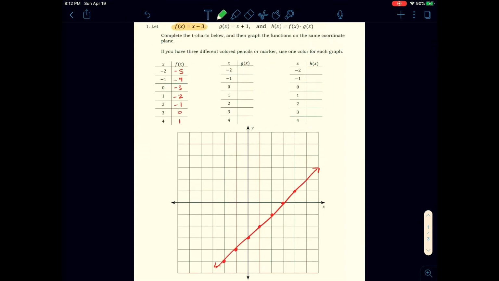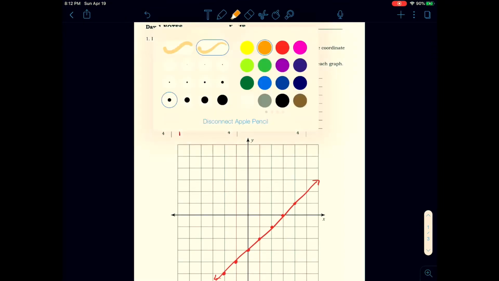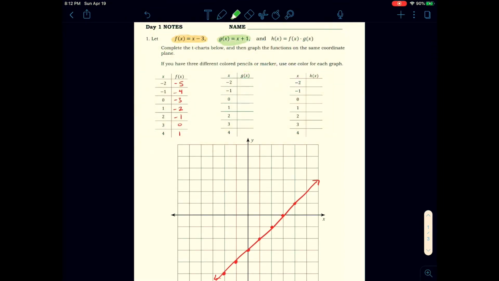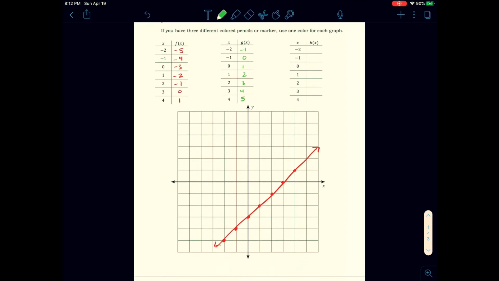Let's look at g of x. So g of x in this case is x plus 1. So if I plug in -2 there, -2 plus 1 is -1. I'm going to carefully just plug in the appropriate numbers. You should get something like that. And then from there, I'm going to carefully plot out those multiple points. Again, we get another line here.